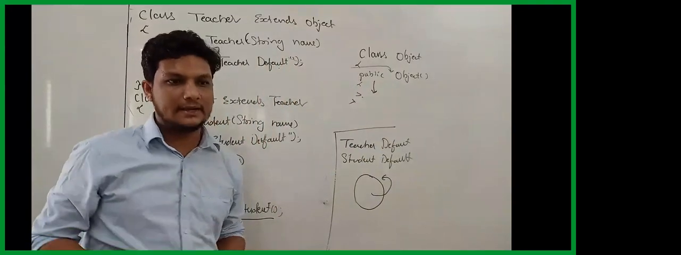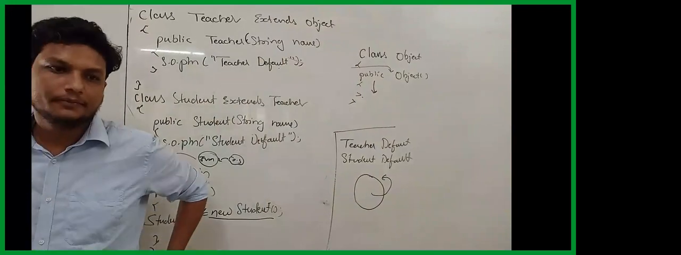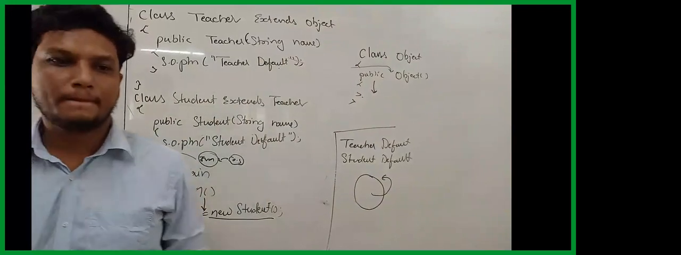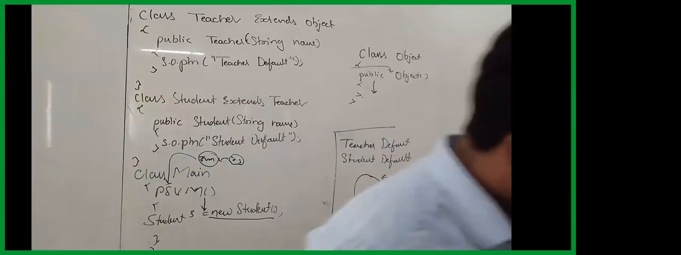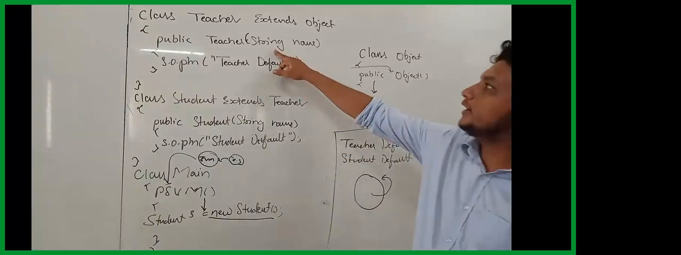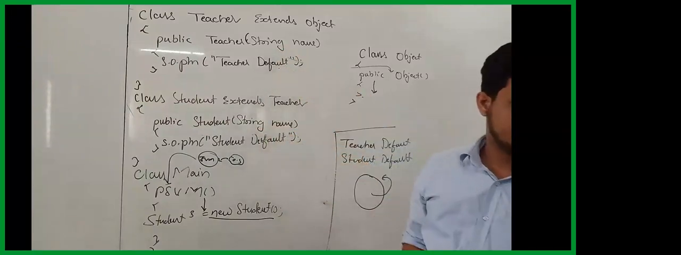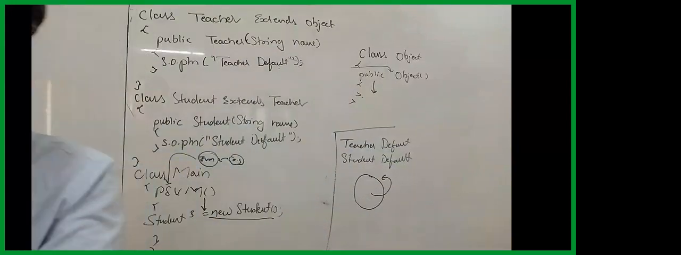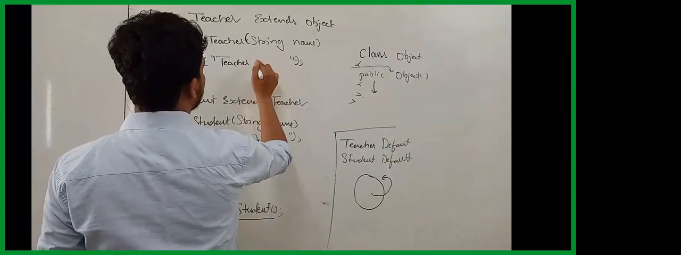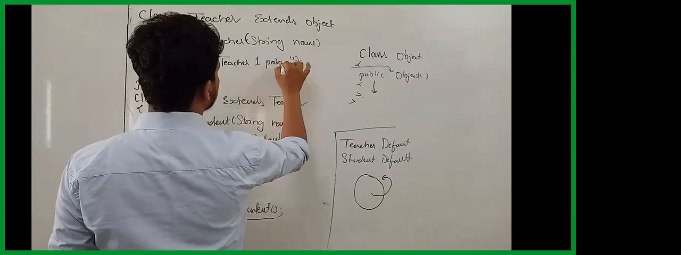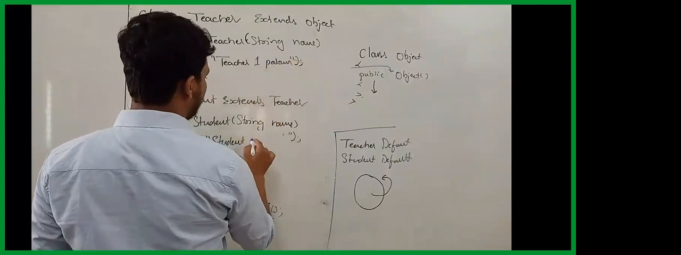Take down this as an example of your parameterized constructor. Same example. Sorry, same example. I changed it here. I have added one parameter. In the body, I change it as teacher. One parameter. Student. One parameter.